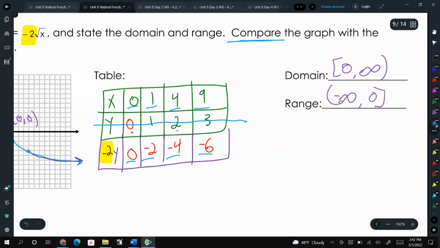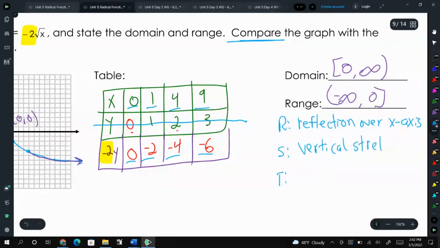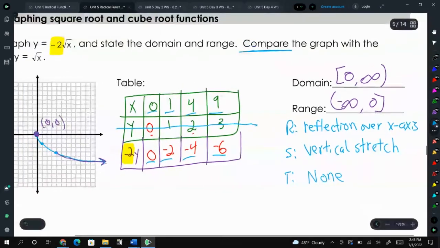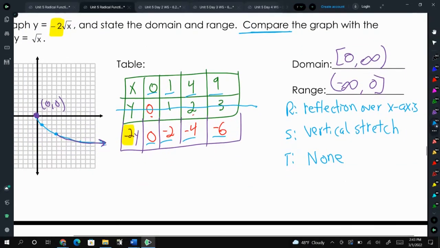And whenever we're asked to compare, that's when we do our ST. Because A is negative, we have a reflection over the x-axis. Because that number in front is 2, we have a vertical stretch. And we don't have an h or k, adding or subtracting anywhere, so there is none when it comes to the translation. So it's not that terrible of a process. You just have to remember to do all of the steps.